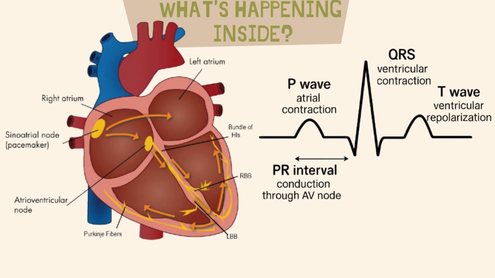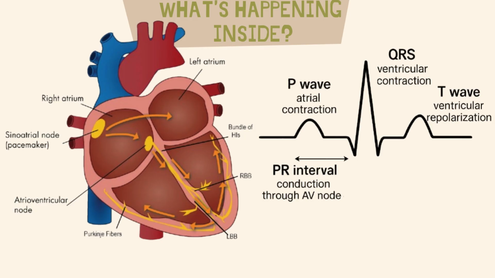The SA node is the pacemaker of the heart. That's where it starts. It sits in the right atrium, and this is where the electrical impulse begins, kind of like lighting the fuse. Once it fires, the signal spreads through both atria and it triggers them to contract and push blood into the ventricles. This contraction, the wave of atrial depolarization, is what gives us our beautiful, regular, mushroom-shaped P wave on the EKG waveform.